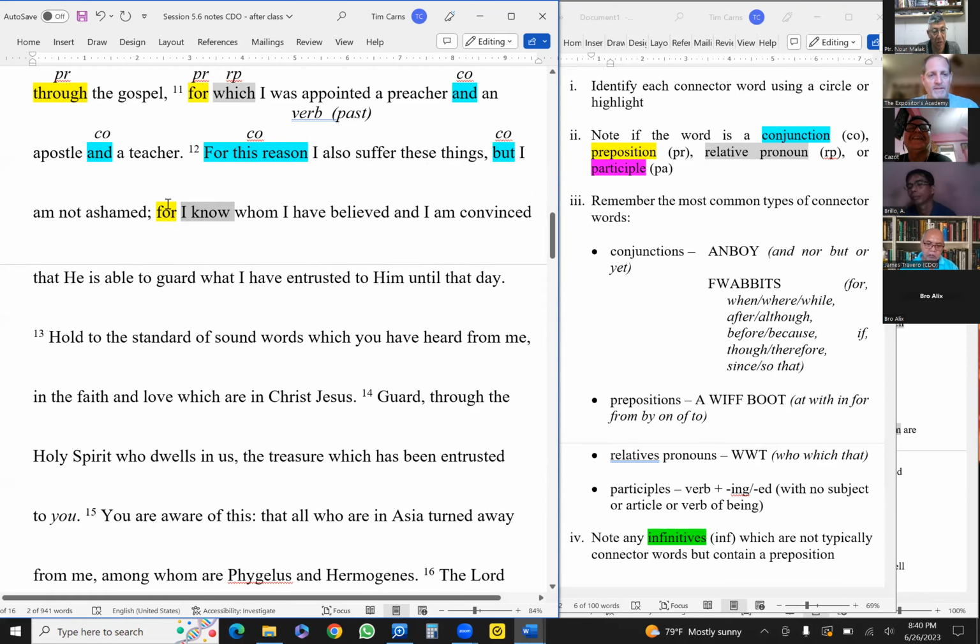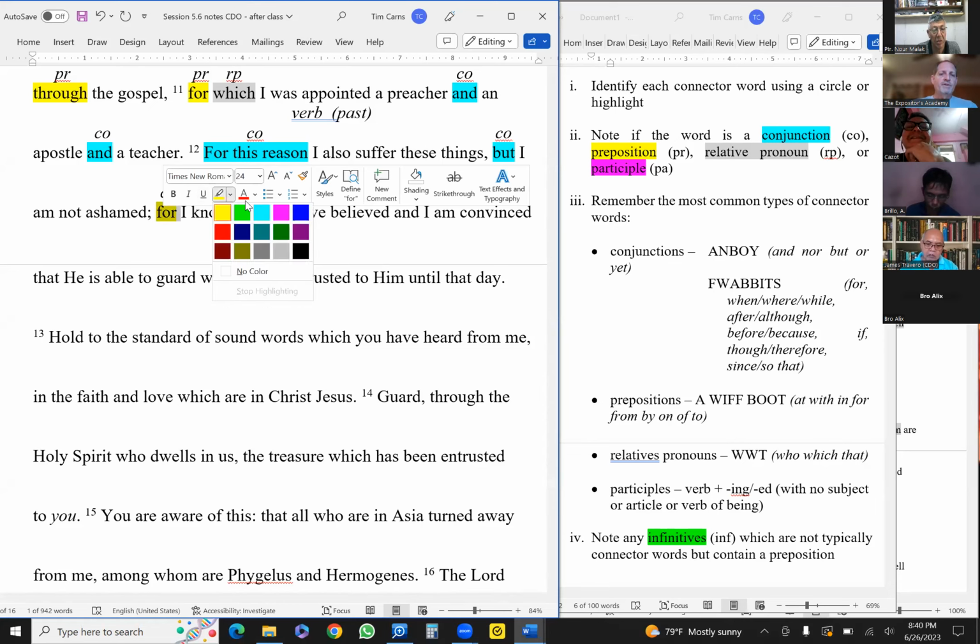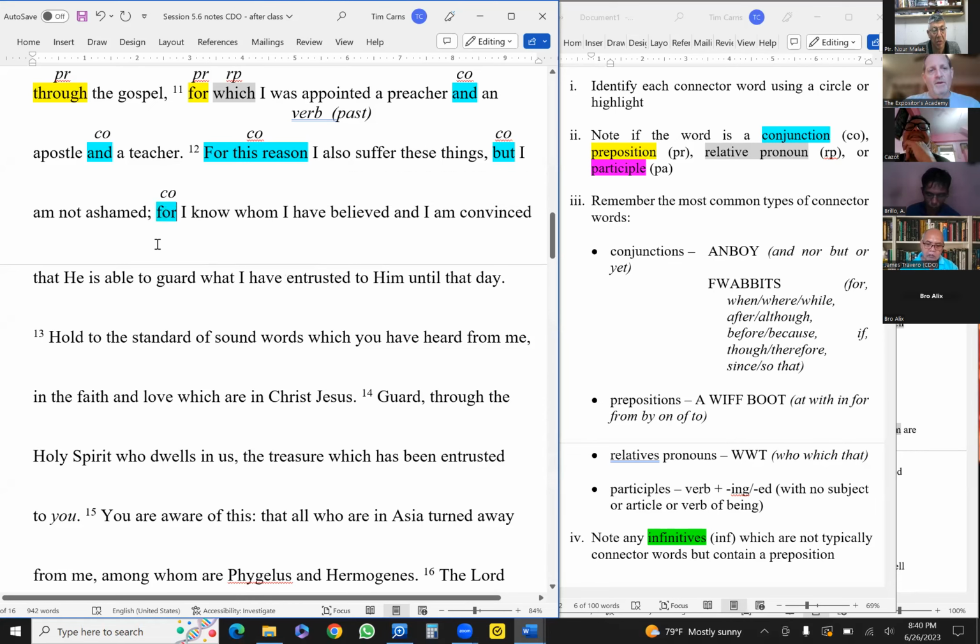Closer. It's a clause. "I know." I is the subject, know is a verb. So in this case, for is acting like a subordinating conjunction. Now, when you're diagramming, it won't matter if you didn't notice that. If you just thought it was a preposition, it'll be okay. You'll still diagram it the same way. All right. It's still a connector word.